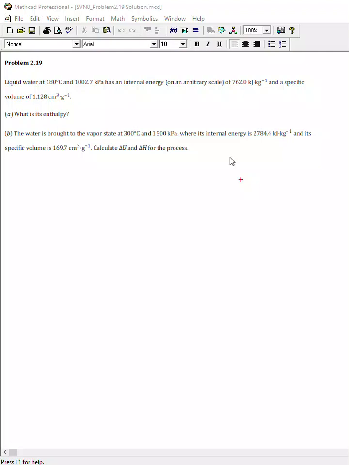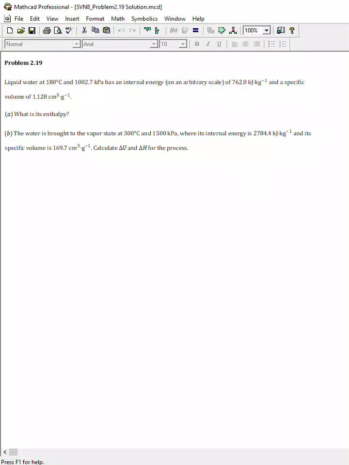Then secondly, we're told that the liquid water is brought to a vapor state at 300 degrees C and 1500 kilopascals, where its internal energy is 2784.4 kilojoules per kilogram and a specific volume of 169.7 centimeters cubed per gram. And we want to calculate the delta U and delta H for that process. I'm going to be working this in MathCAD.